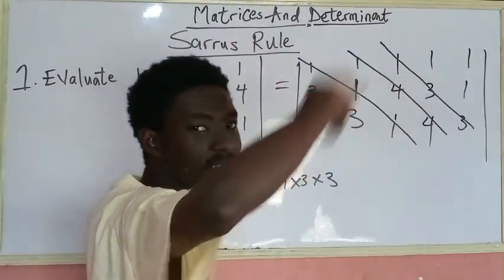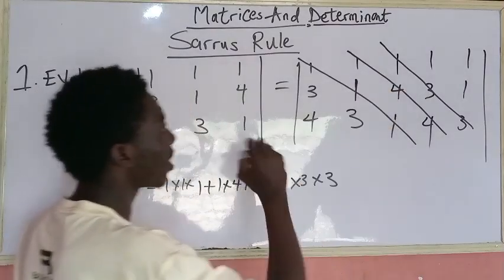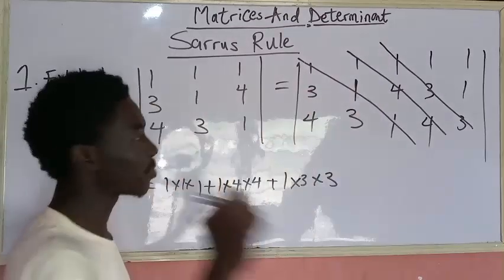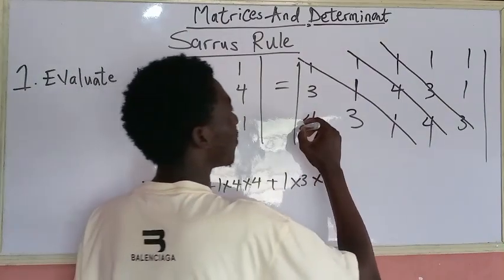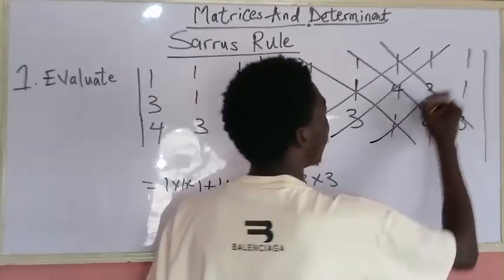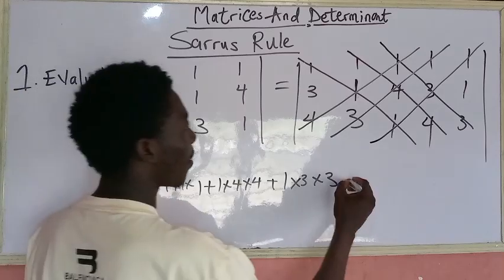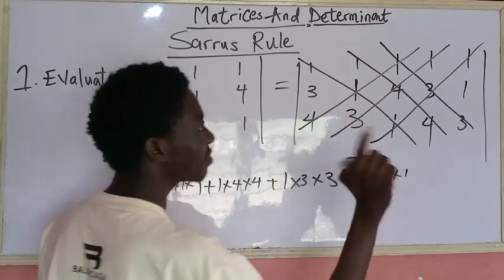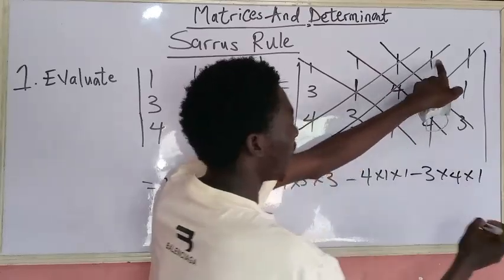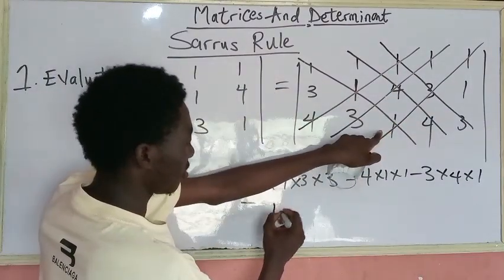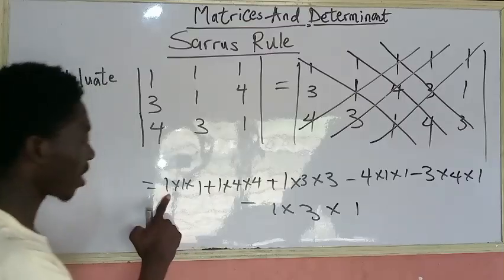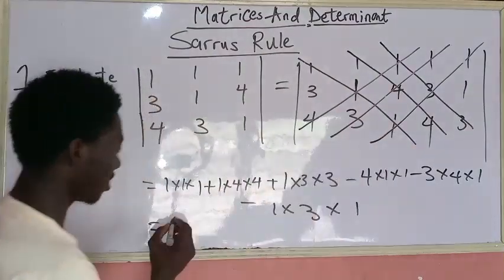Minus the upward diagonals. And how do you do that? This first one is 1 element, that can't work, 2 elements it can't work, but it can work with 3 elements. So 3 elements will be this 4 1 1, 3 4 1, and 1 3 1. So that will be minus 4 times 1 times 1 minus 3 times 4 times 1 minus 1 times 3 times 1.